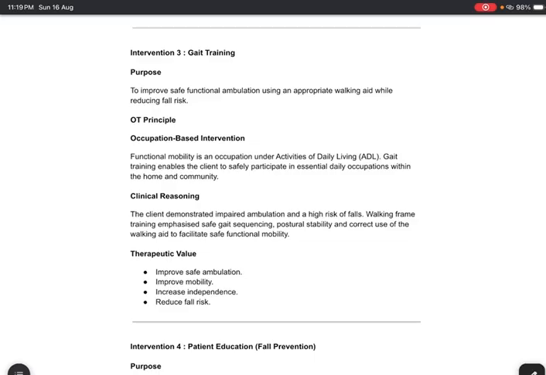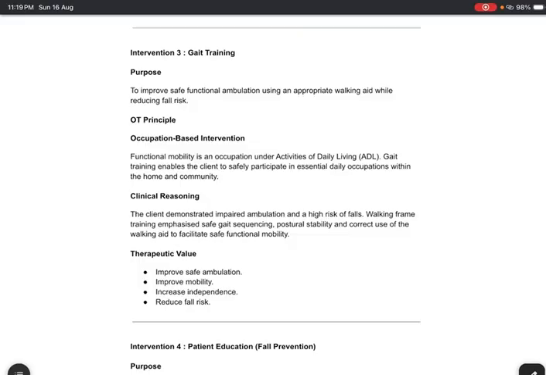My third intervention was gait training. The purpose was to improve safe functional ambulation using an appropriate walking aid while reducing fall risks. This is considered an occupation-based intervention because functional mobility is part of ADL and is required for safe participation within the home and community. Initially, Mr. K was trained using a standard walking frame.